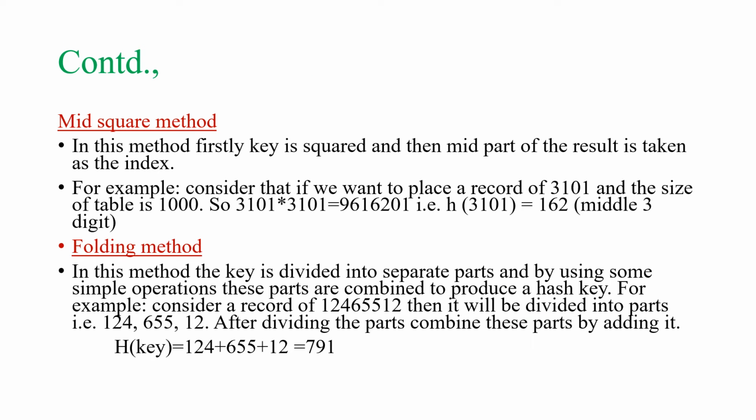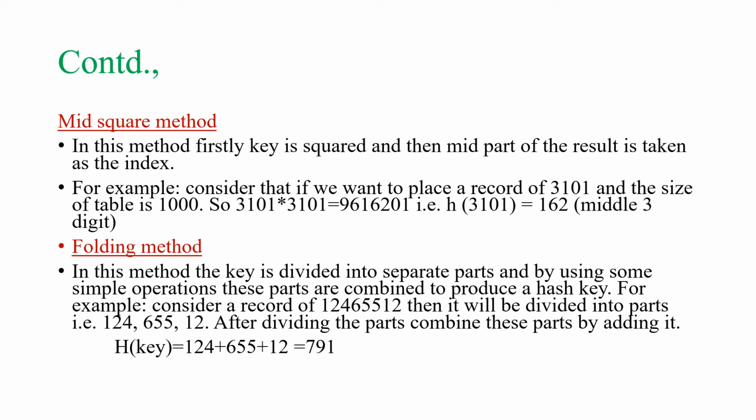Mid square method. In this method, first the key is squared and the middle part of the result is taken as the index. For example, if the key value is 3101 and the size of the table is 1000, you square the key value 3101 times 3101, which gives 9616201. You take the hash value of that key as the middle 3 digits, that is 162.